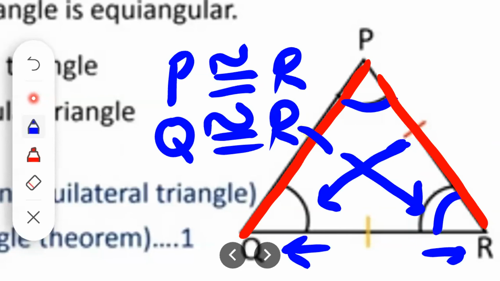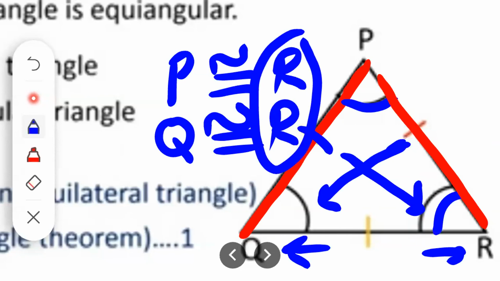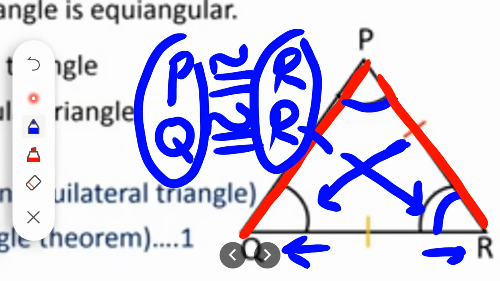Here the right side of the equation is the same, so the left side of the equation will be the same. So angle P and angle Q will also be congruent to each other. That means all three angles are congruent. If three of the angles are congruent, that triangle is equiangular.